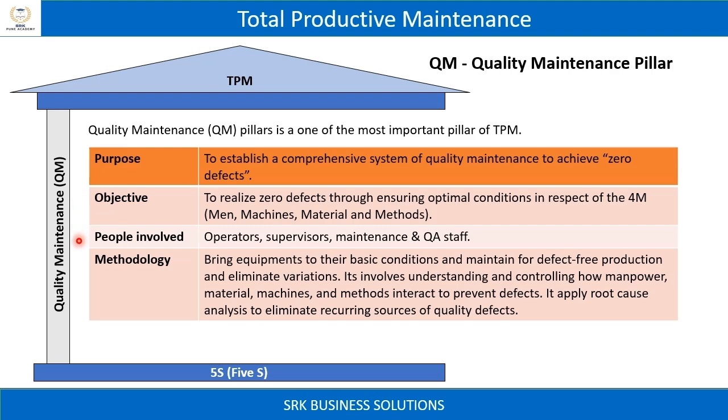People involved in this pillar are operators, supervisors, maintenance, and QA staff. And the methodology of the pillar is to bring equipment to their basic conditions and maintain them for defect-free production and eliminate variations. It involves understanding and controlling how manpower, material, machines, and methods interact to prevent defects. It applies root cause analysis to eliminate recurring sources of quality defects.